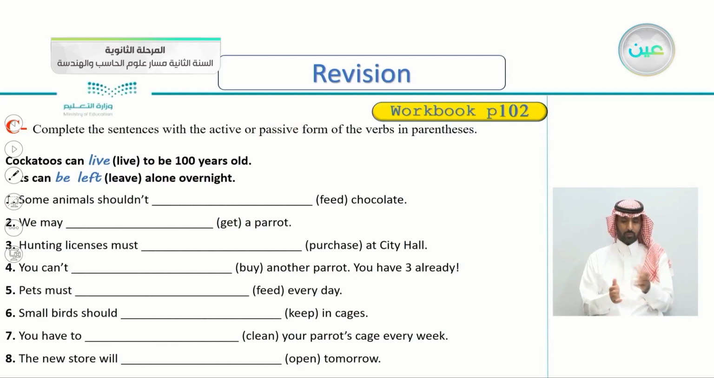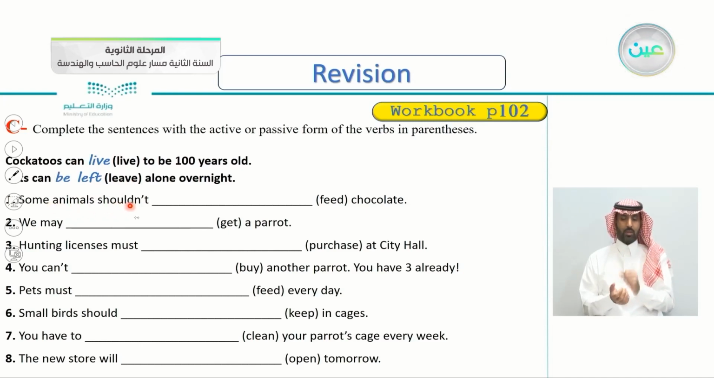You can see the first one is already done. Cactus can live. Here the verb is live. To be 100 years old. Be left. The verb is leave. Be left alone overnight. So I think now you know what to do in this exercise. So either it's active, live, or passive here, be left. So let's take number one.